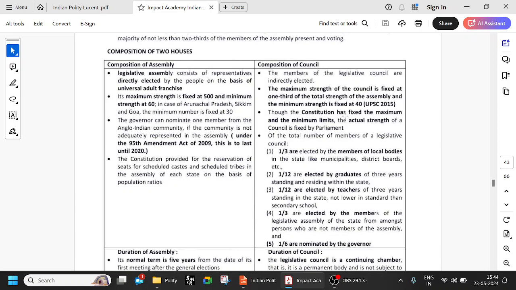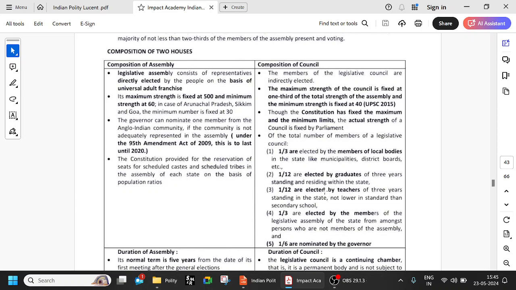Next, though the constitution has fixed the maximum and the minimum limits, the actual strength is fixed by the parliament. Of the total number of members of a legislative council, one third are elected by the members of the local bodies in the state, like municipalities, district boards, etc. 1/12 are elected by graduates. So this is called the graduate constituency, right? So 1/12 of the seats are elected by the graduates of 3 years standing and residing within the state.